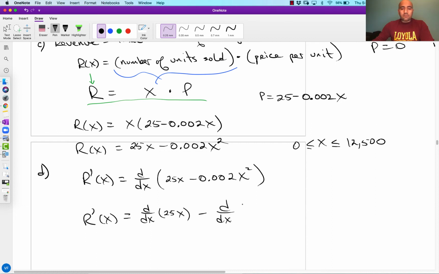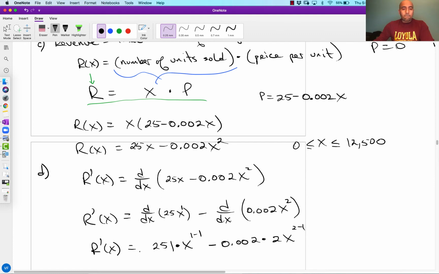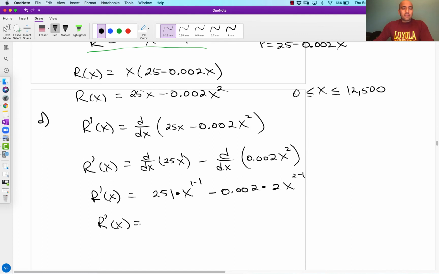I'll take the steps this time. 25x minus the derivative with respect to x of 0.002x squared. The derivative of 25x is going to be 25. Following our power property, we bring the 1 out in front, subtract 1 minus 1, we get a 0. Just to make sure people are following, this is 1 minus 1, where this is a power of 1 there, minus 0.002 times 2x to the 2 minus 1. So R prime of x is equal to 25x to the power of 0 minus 0.002 times 2, which is 0.004x to the power of 1. That's just going to be a 1. Any time we have a power of 0, that's just equal to 1.